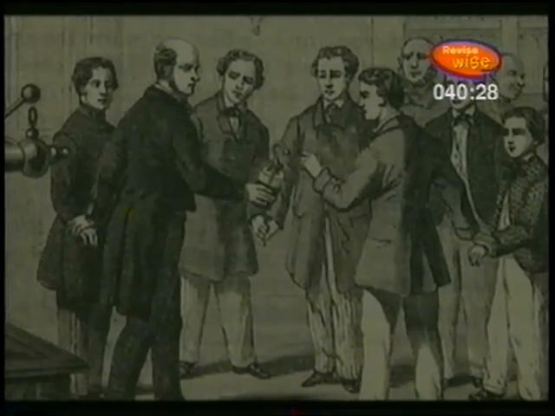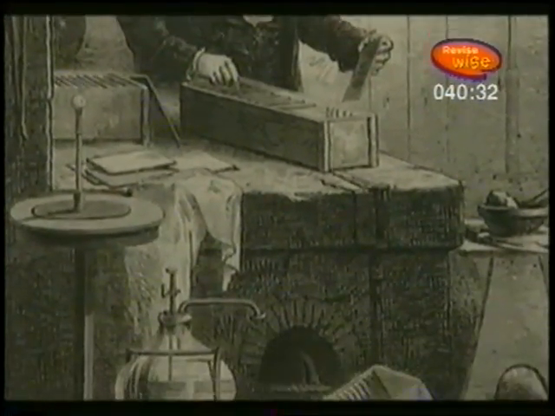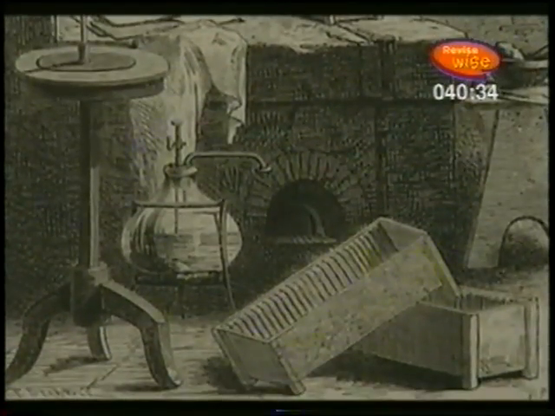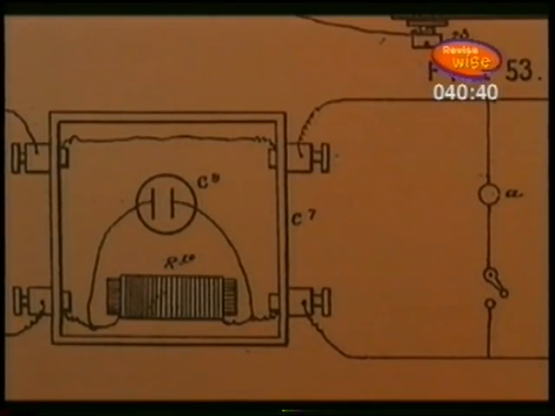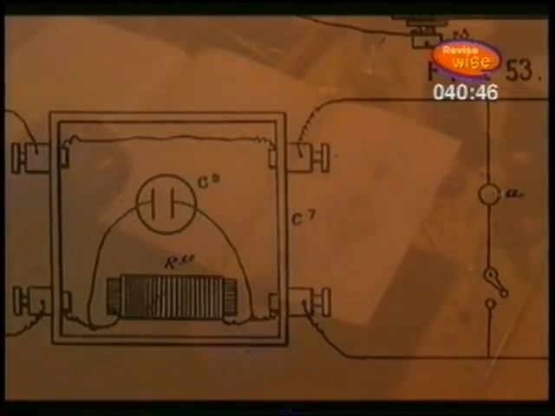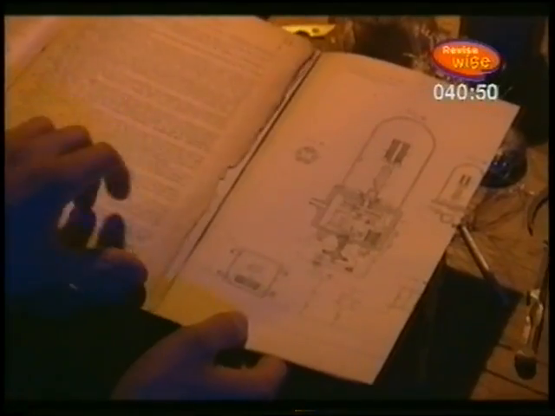In the 19th century, when scientists were first learning about electricity, they wanted others to know about their work, and the easiest way to describe what they were doing was to draw it. This is one of the first modern circuit diagrams, drawn in 1878 by Thomas Edison. It's of his latest invention, the incandescent light bulb.